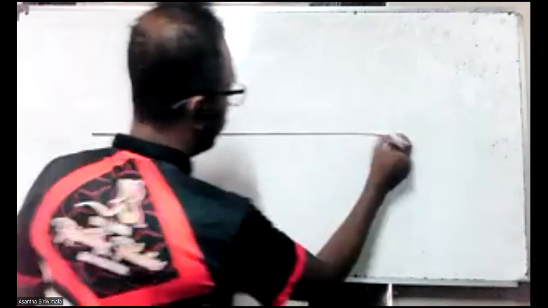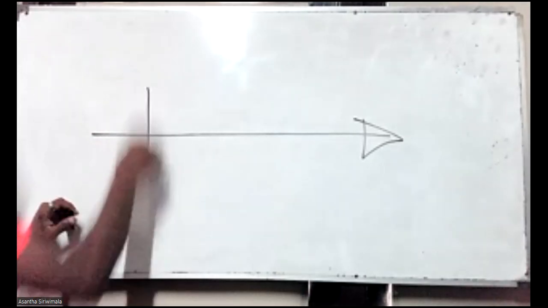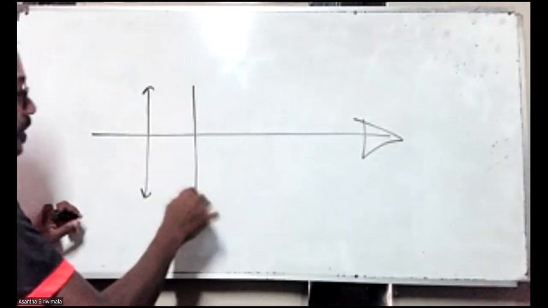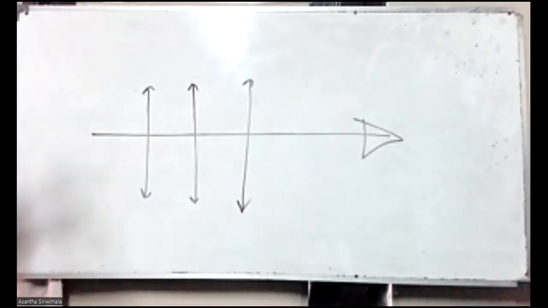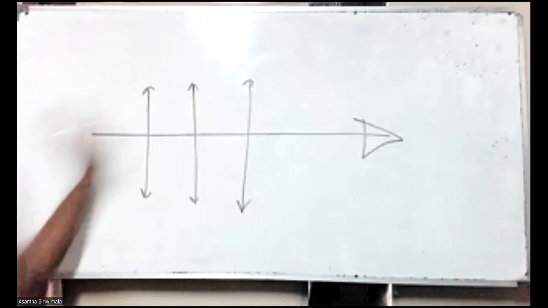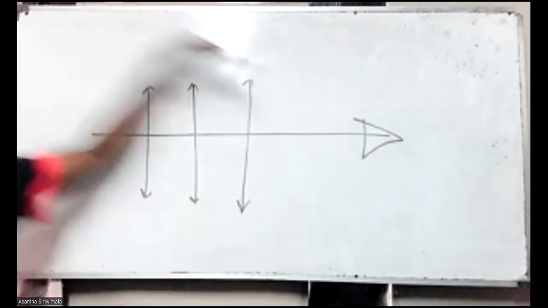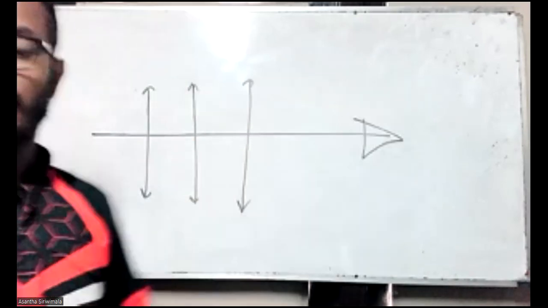If the wave is moving along in this direction, the particles of the medium will move perpendicular to the direction of the wave. The wave is moving in this manner, and the particles will move up and down. So the particles are not going to go along with the wave. They are just moving up and down. They are not going to move along with the wave.